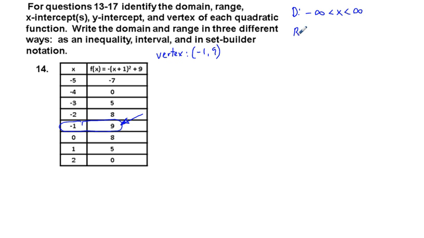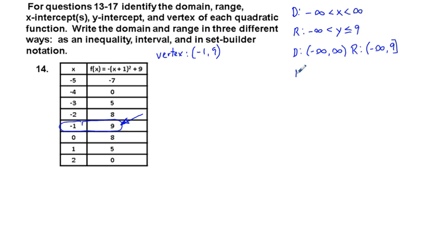And our range is going to be y. Well, y, again, we have a maximum here. So our y is going to be greater than negative infinity, but we have our maximum of 9, so less than or equal to 9. And then in interval notation, our domain is all real numbers, which is greater than negative infinity, less than infinity. And our range is going to be greater than negative infinity and less than or equal to 9, which we seal off with a bracket.